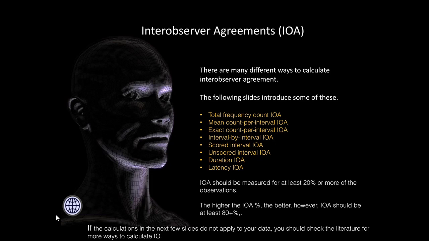Inter-observer agreement should be measured for at least 20% or more of the observations. The higher the inter-observer agreement percent, the better. However, inter-observer agreement should be at least 80 or more percent. If the calculations in the next few slides do not apply to your data, you should check the literature for more ways to calculate the inter-observer agreement.